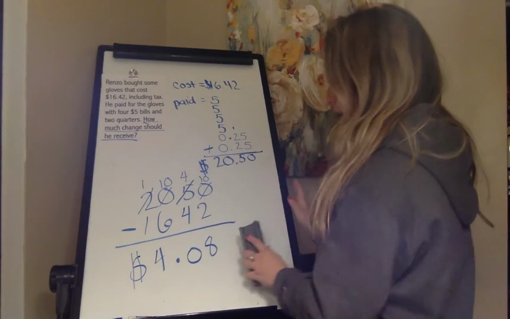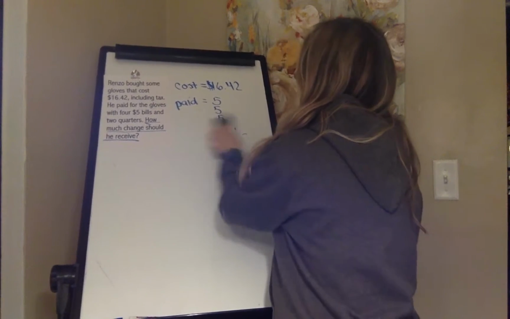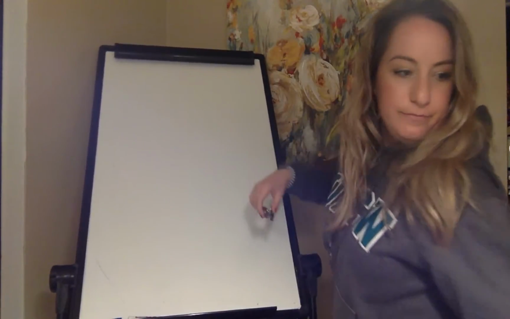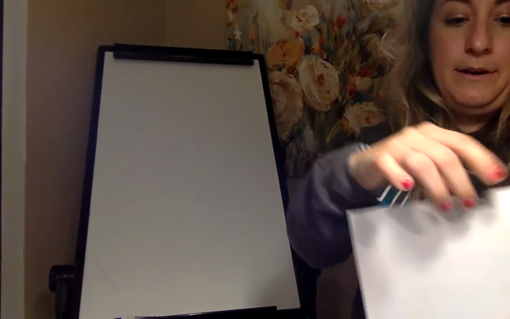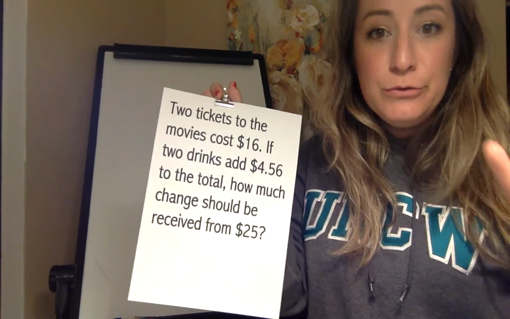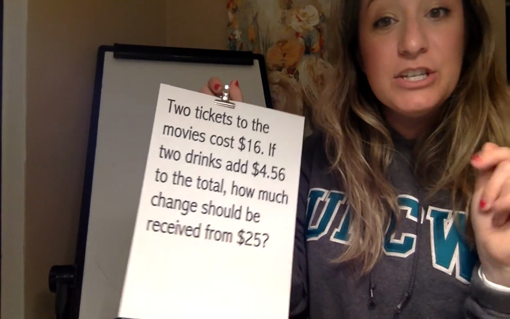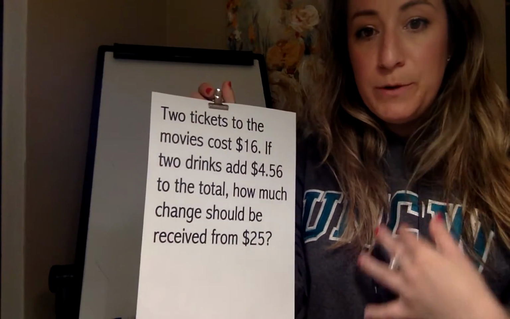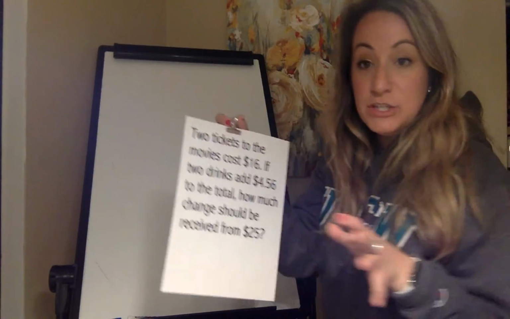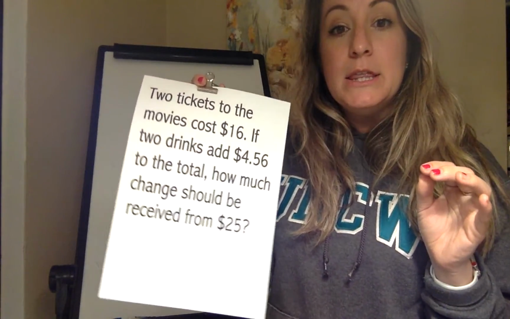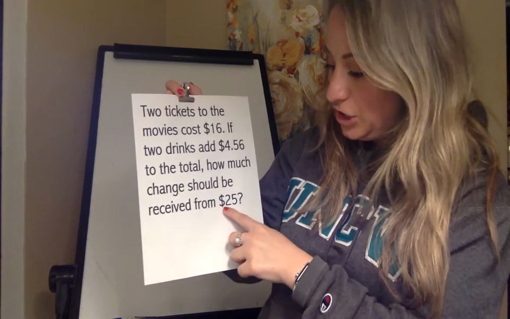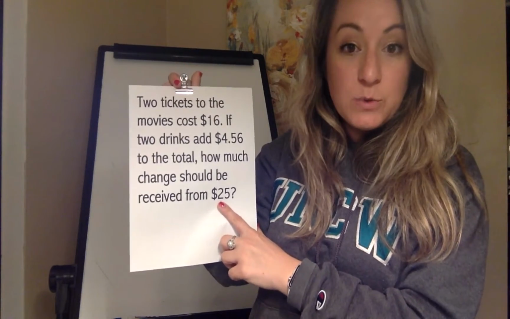All right, let's look at another example. All right, our next one says 2 tickets to the movies cost $16. If 2 drinks add $4.56 to the total cost, how much change should be received from $25? Okay, so what we have to do here is figure out not the total amount of money that they paid, because we have that this time. They're saying how much change should be received from $25. We know we paid out $25.